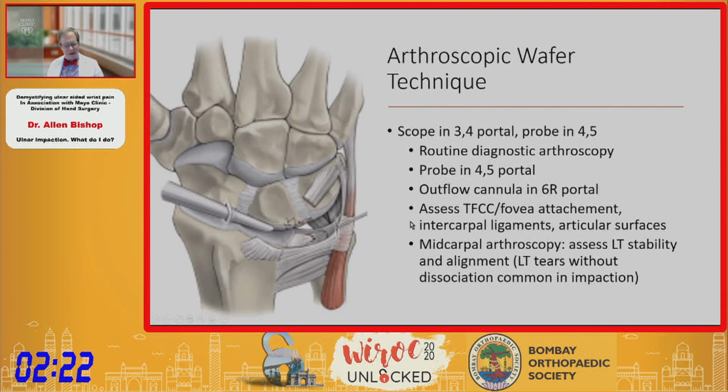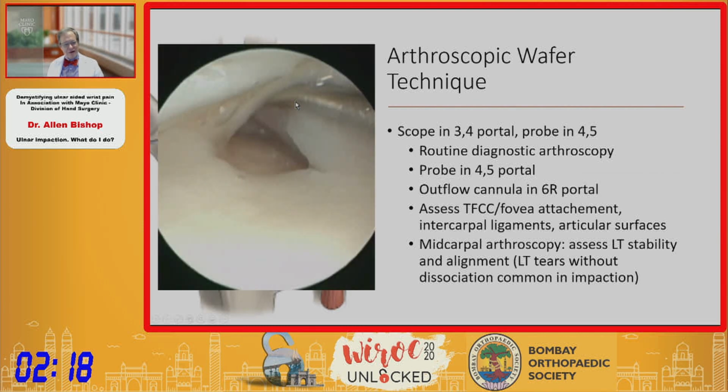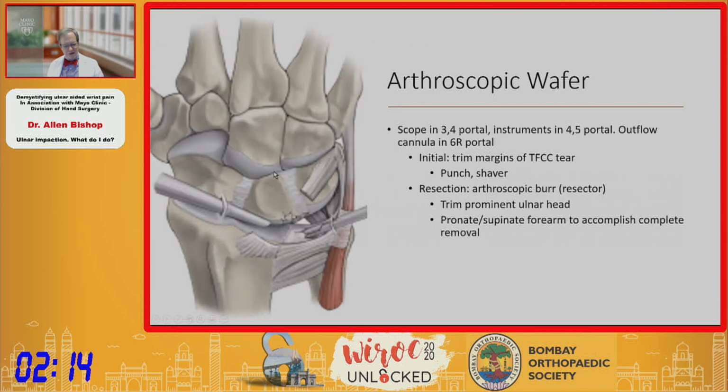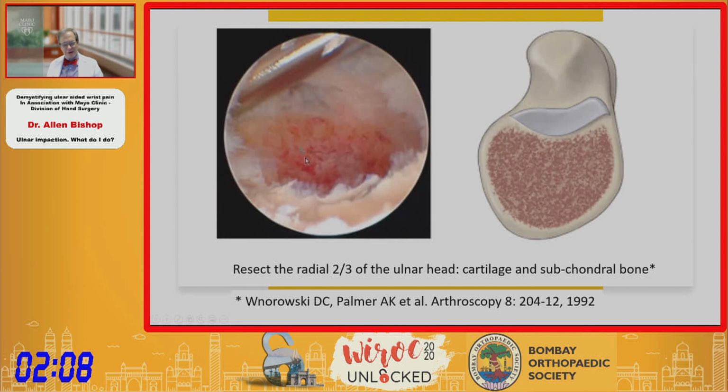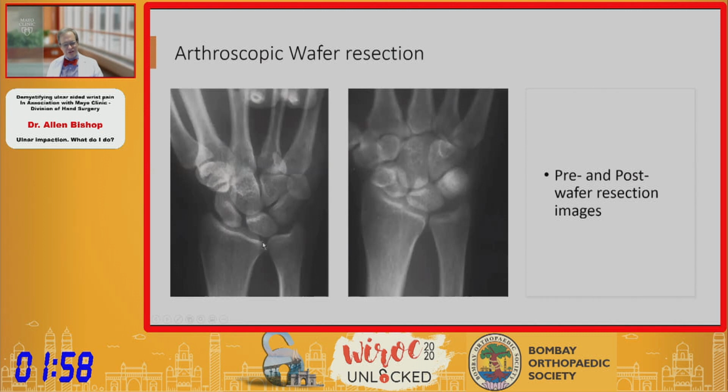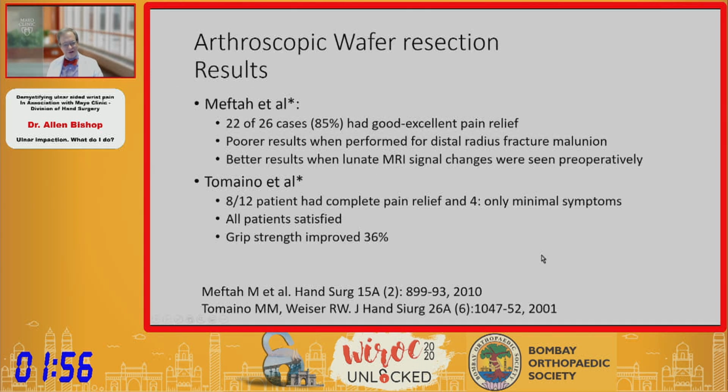And the technique is basically fairly simple. You have a look in the joint, you visualize the tear, you debride a little bit of the articular disc, and then you put a shaver in the joint in order to clean it up. I'm going to skip the video, but basically what you do is you burr down below the cartilage and subchondral bone, typically over about 2/3 of the ulnar head. And here you see what it looks like before and after.